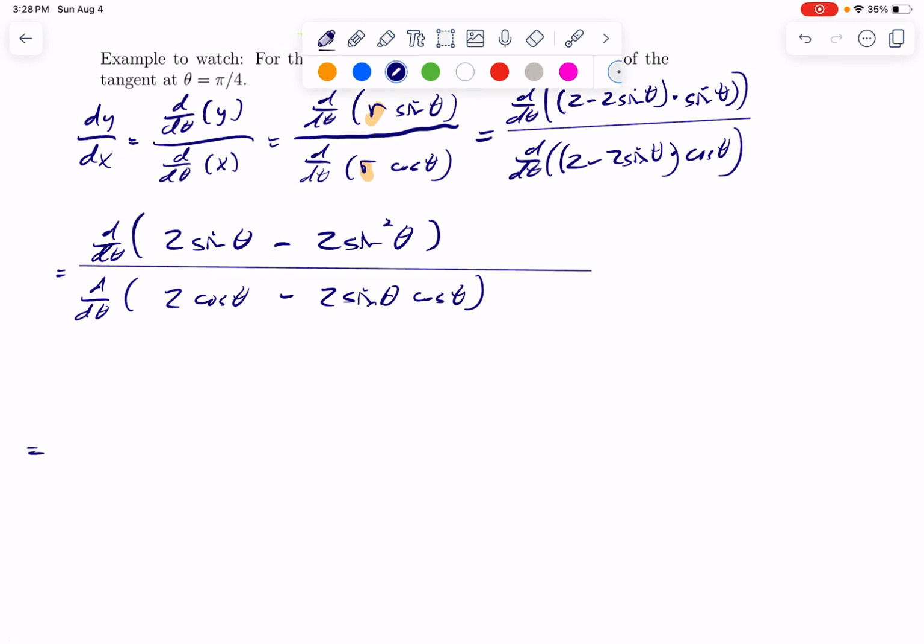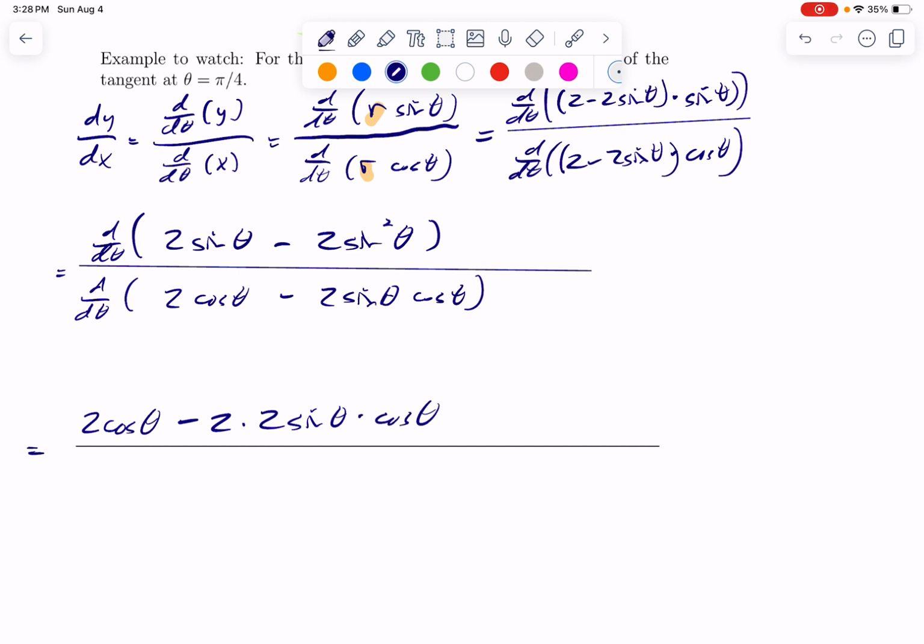So finally, we can take the derivative. Up top, the derivative of sine is cosine, so we have 2 cosine theta minus 2 times derivative of sine squared would be 2 times sine theta, and then by the chain rule, cosine theta. In the bottom, derivative of cosine is negative sine theta minus 2 times, and I'll do product rule here, derivative of the first times the second minus the first times the derivative of the second.